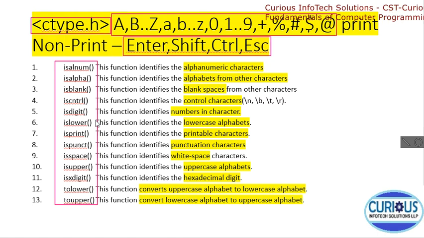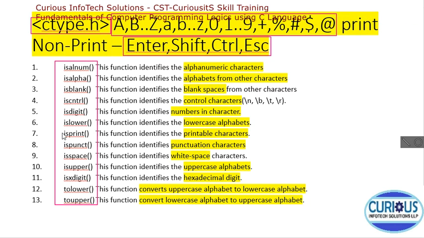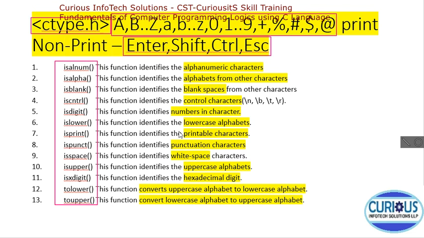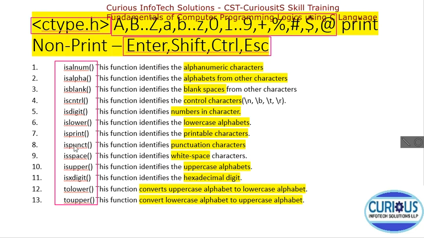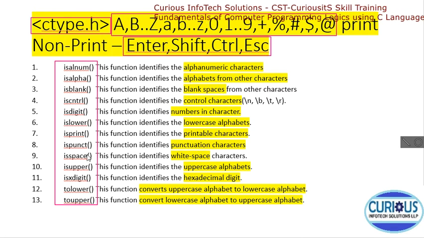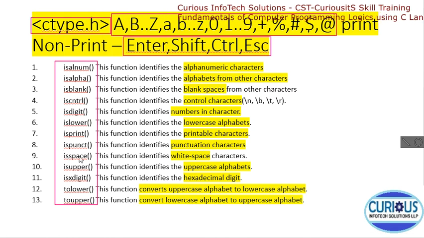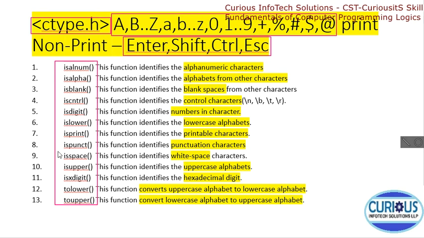Is lower, the input character is lower or not. Is printable character, your input character is printable or not. Is punctuation, the character is in punctuation or not. Is space, the space is the white space like a tab. Tab you can find out by this is space.